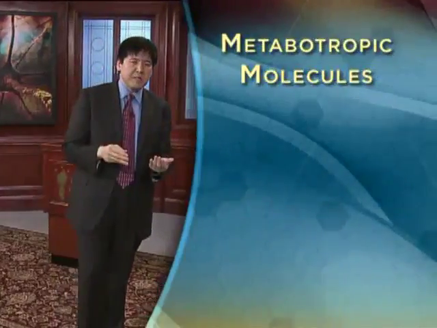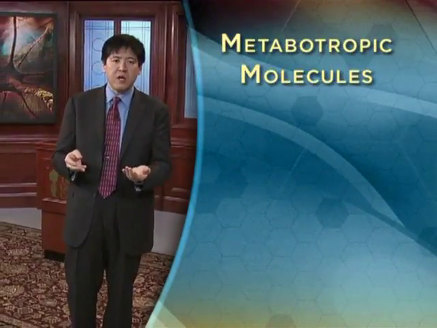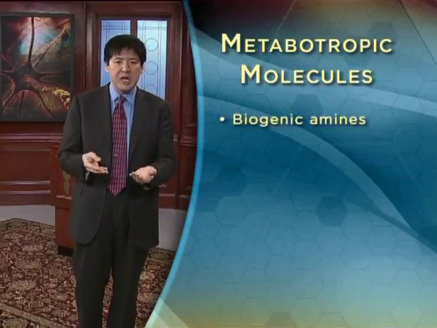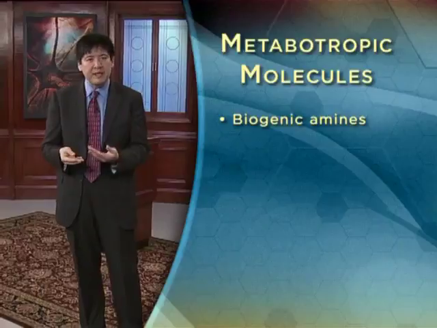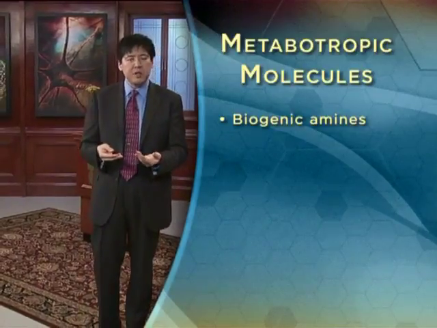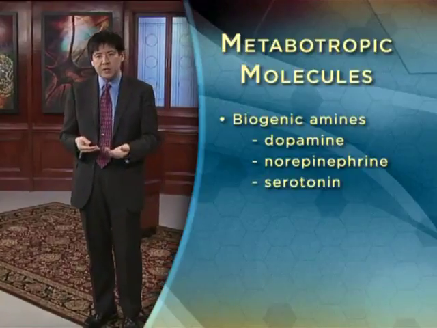And these metabotropic receptors receive neurotransmitters from molecules that you've heard of. For instance, there are the biogenic amines. Biogenic amines are small molecules that will come up again when we talk about attention, emotions, and mood. And those molecules include dopamine and norepinephrine and serotonin.